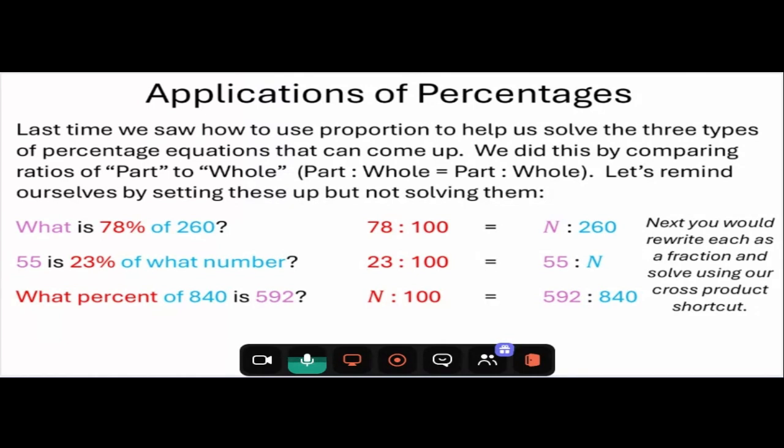We're not going to solve these, but we could. You would turn each of those into a fraction equation like we did before, and once they are fraction equations, use that little cross product shortcut that we've been doing to solve them. Okay, so there's our reminder of how we set up percentage ratios. On the left side, we put the percent out of 100 ratio. On the right side, it's the part out of the whole ratio.